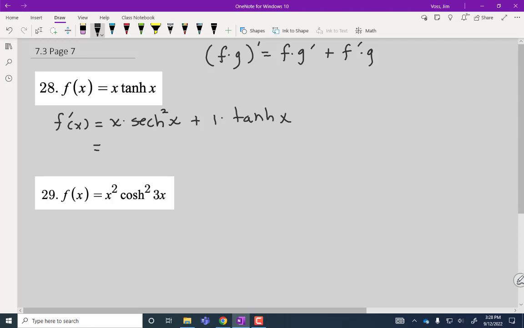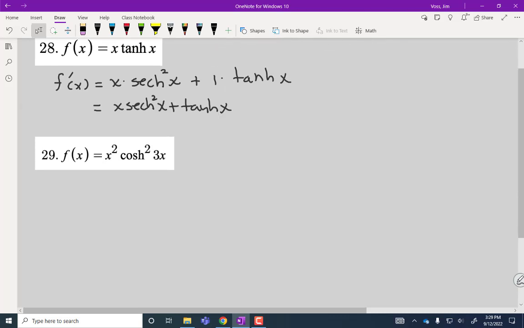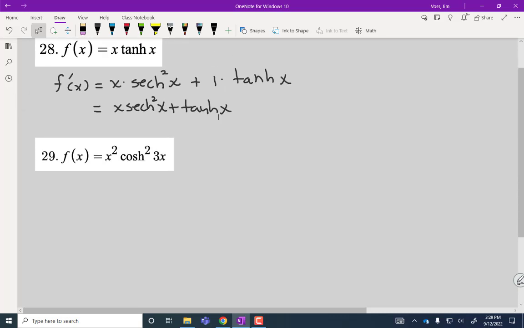So, no simplification here, really. That would be our derivative. All right, you all try this one. Earn the break. Earn it.